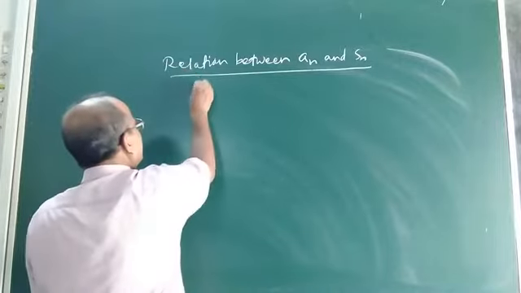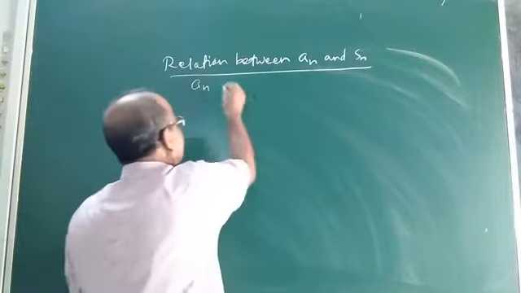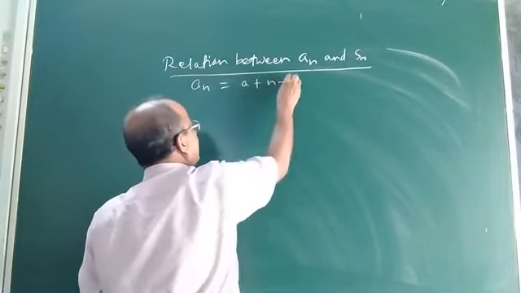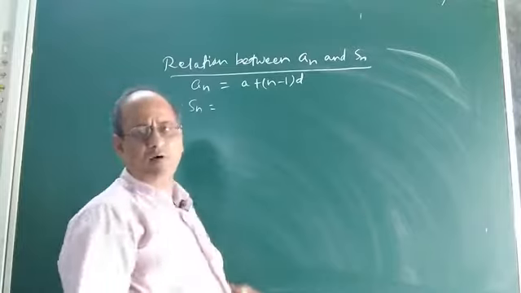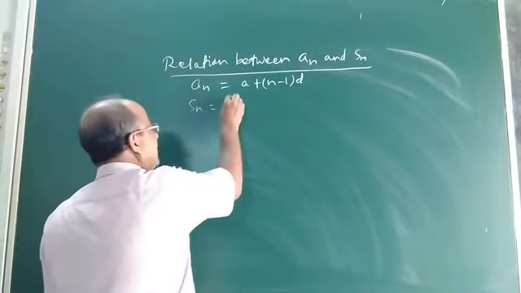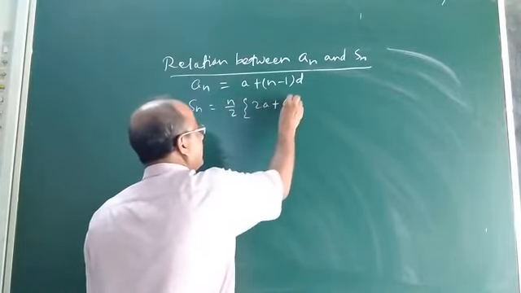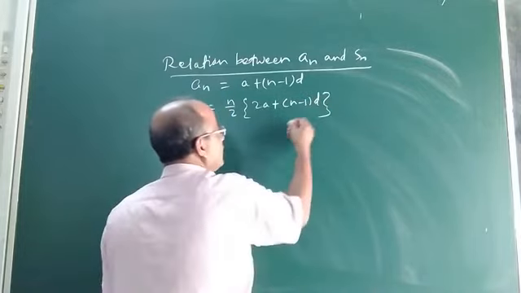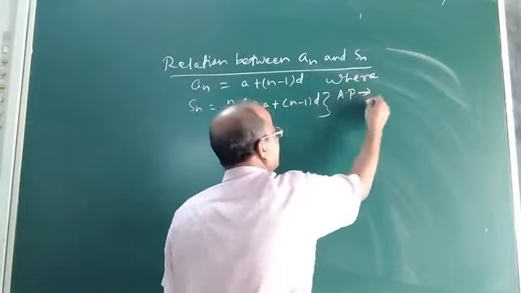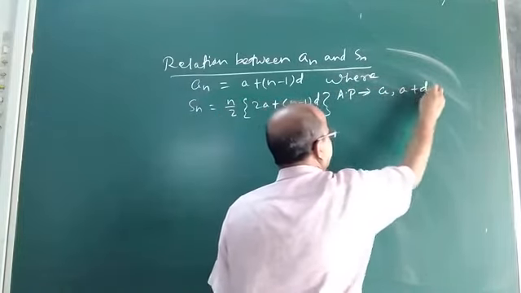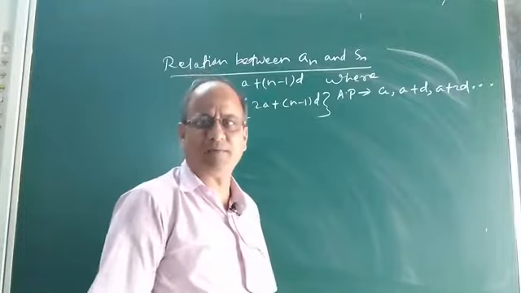Children, you know the formula for an, general term of an AP from the beginning. It is given by a plus n minus 1 into d, and sum of first n terms of the AP is given by n by 2 into 2a plus n minus 1 into d, where the AP is of the form a, a plus d, a plus 2d, and so on. That means it is an AP having n number of terms.